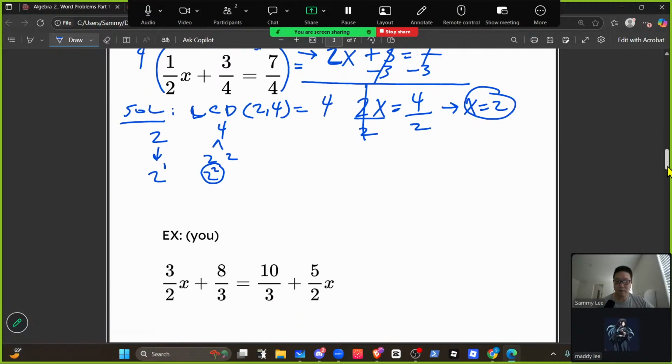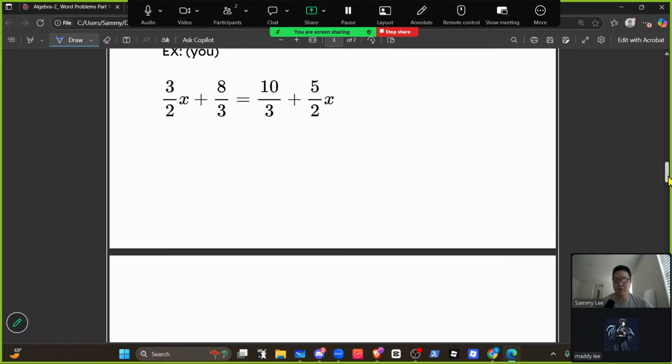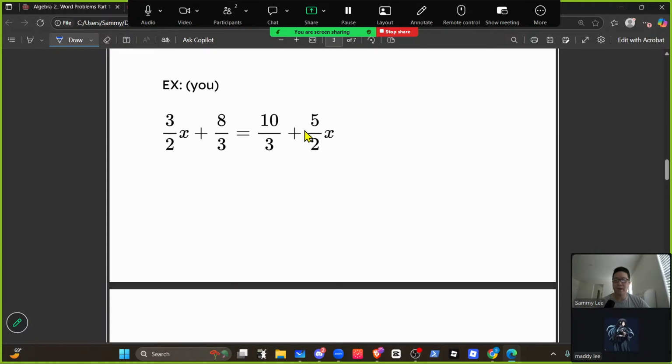All right. Your turn. Here we have 3 over 2 x plus 8 over 3 equals 10 over 3 plus 5 over 2 x. And go ahead and try this and let me know when you're done. Okay, and the key to this is going to be finding the LCD of 2 and 3. Okay?